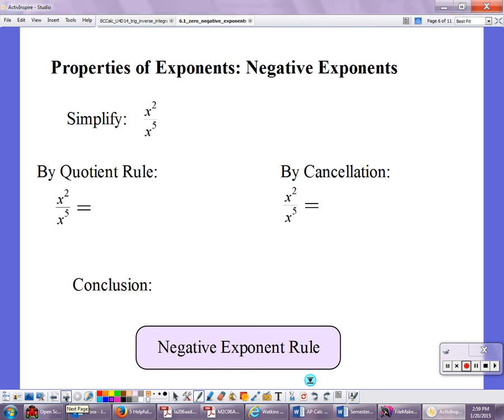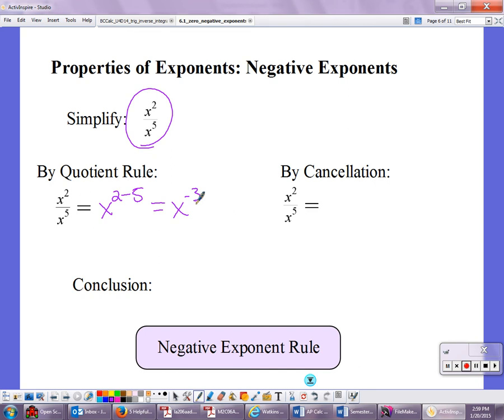All right, so let's look at another one. Let's look at one that's a little bit different, but the same idea, right? We've got x squared over x to the fifth. Well, by our quotient rule, that should be x to the 2 minus 5. 2 is the exponent in the numerator, 5 is the exponent in the denominator, and 2 minus 5 is negative 3. So we end up with x to the negative 3 power.